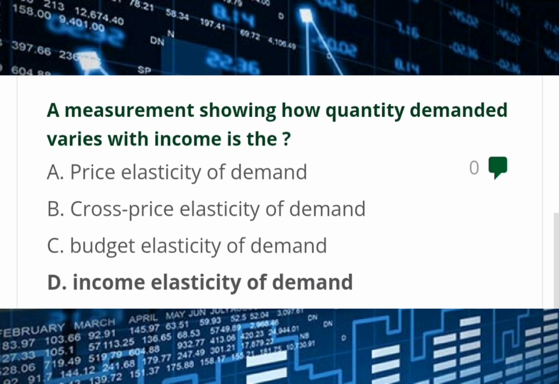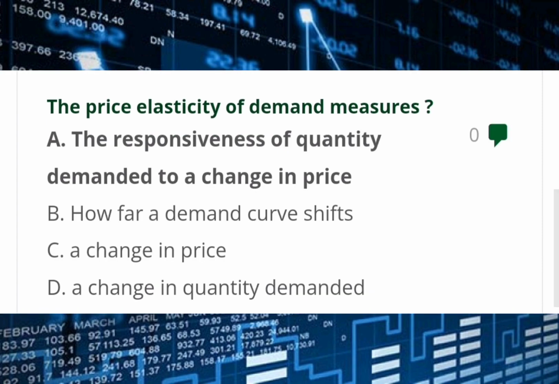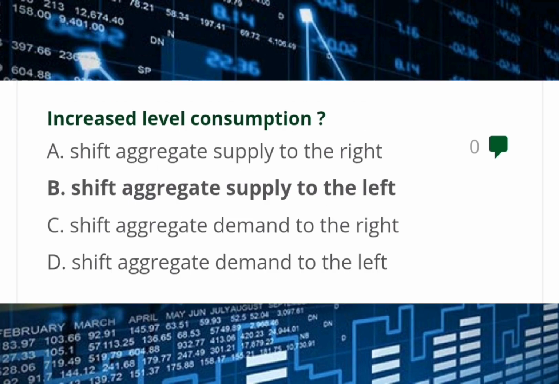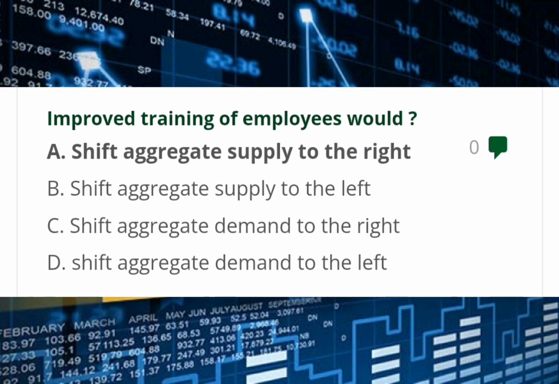A measurement showing how quantity demanded varies with income is the answer D, income elasticity of demand. The price elasticity of demand measures answer A, the responsiveness of quantity demanded to a change in price. Increase level of consumption. Answer B, shift aggregate supply to the left. Improve training of employees would. Answer A, shift aggregate supply to the right.